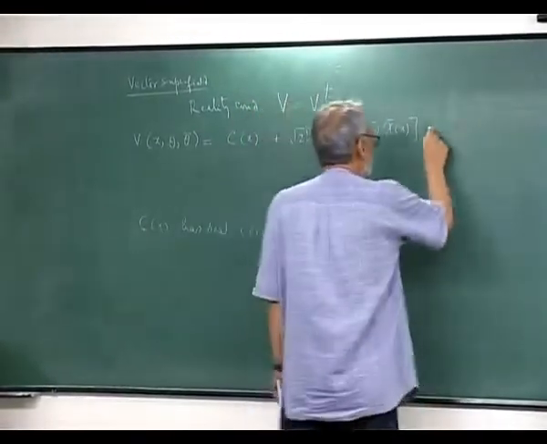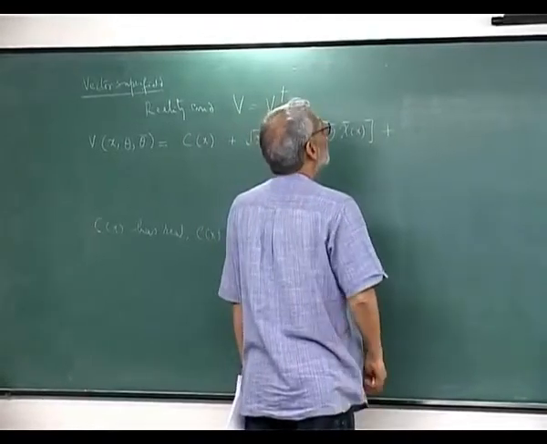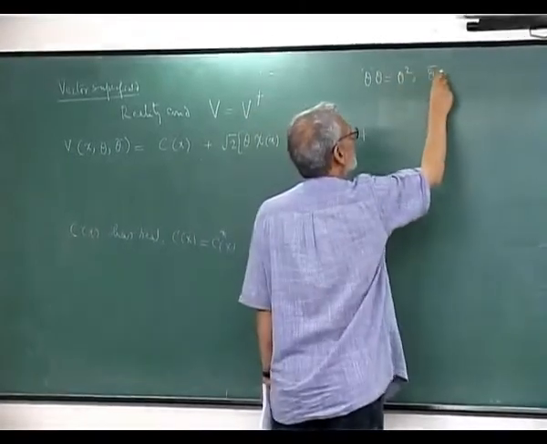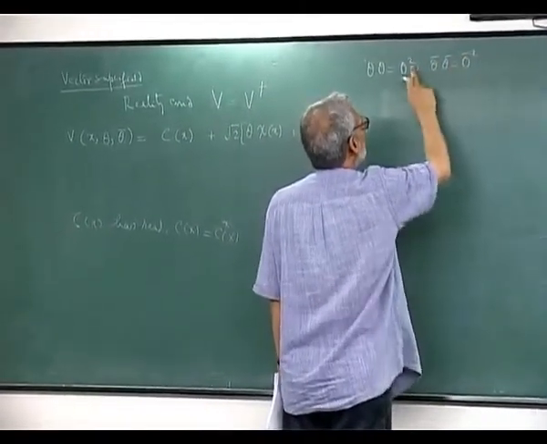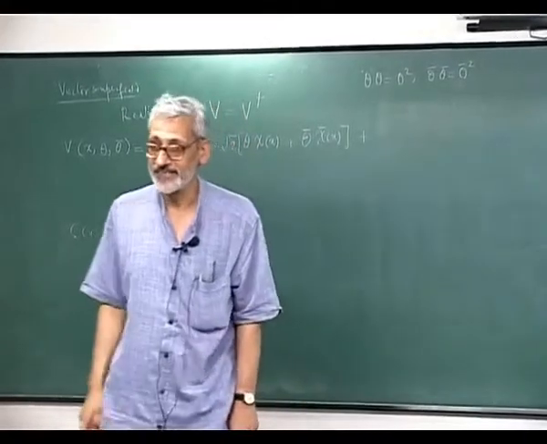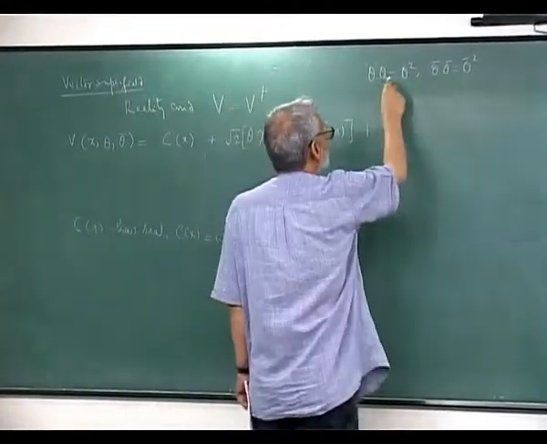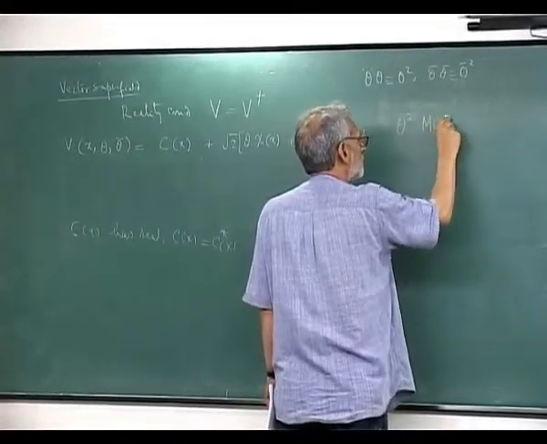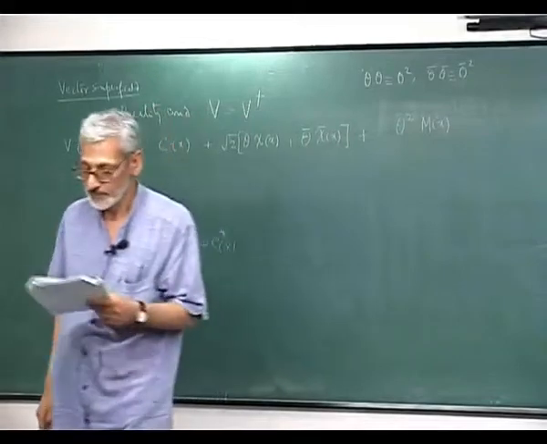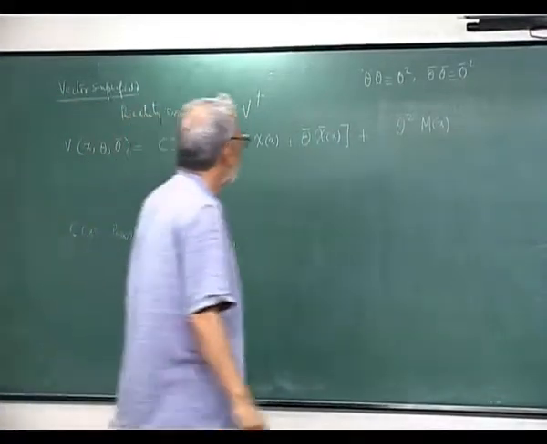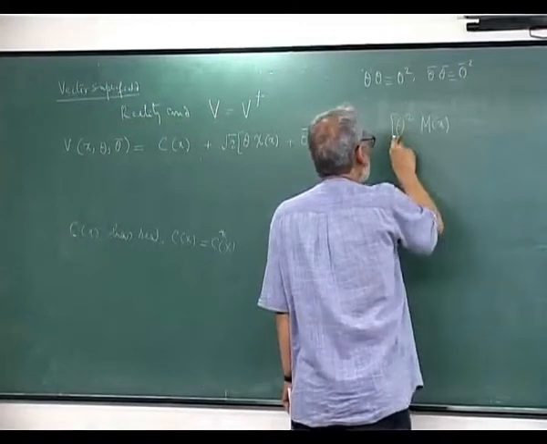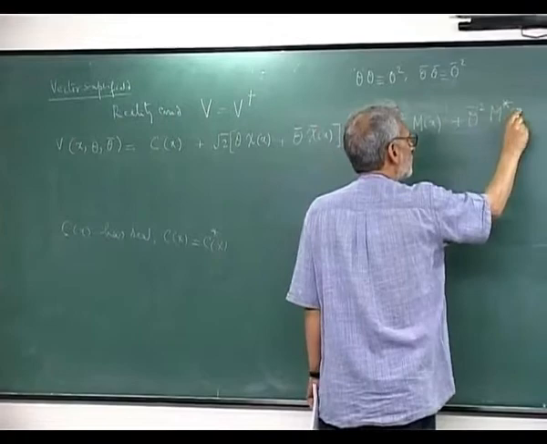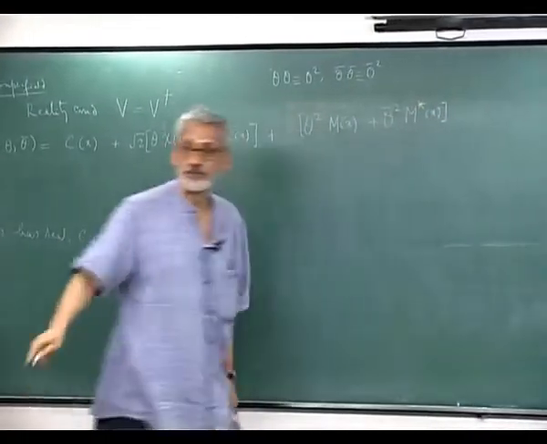Then you would have 2 thetas. For 2 thetas, I'll use the shorthand notation theta square. This is not the second component, it's a square. So theta square times some m of x. Since it has to be real, add to it theta bar square m star of x. That would make it real.